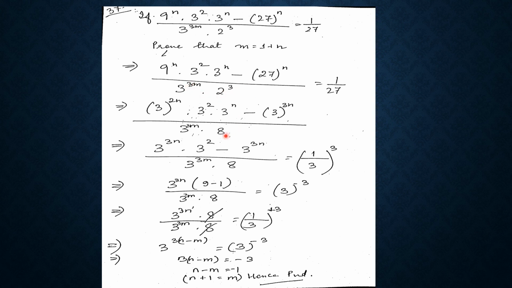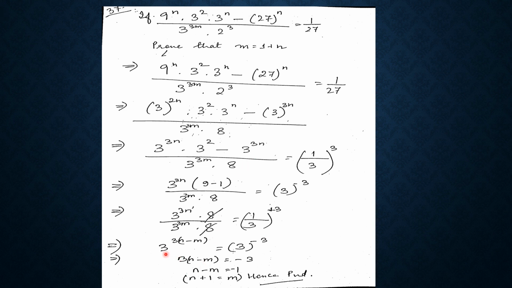2 cube we can write down as 8. Now we have 2n plus n, so it becomes 3n. We have 3 square minus 3n. Okay, so now if I take 3 to the power n as common, we are left with 3 to the power n, 3 square is already here, and 1 is taken as common, so this will become 9 minus 1. So we get our power as 3 to the power 3n by 3 to the power m. 8 and 8 get cancelled, and we know that all this is equal to 1 by 3 to the power 3.